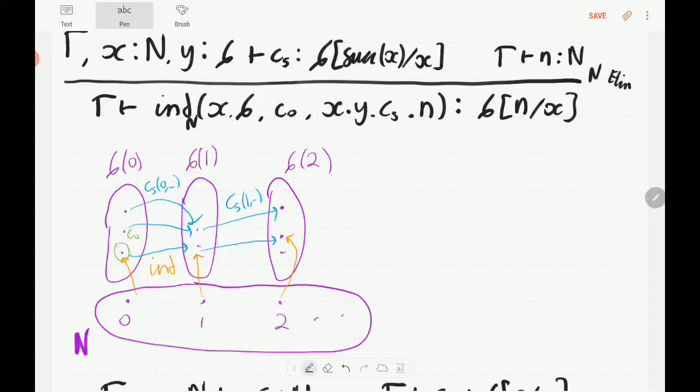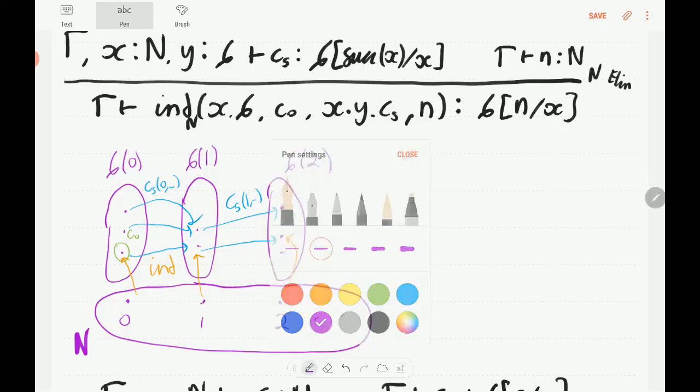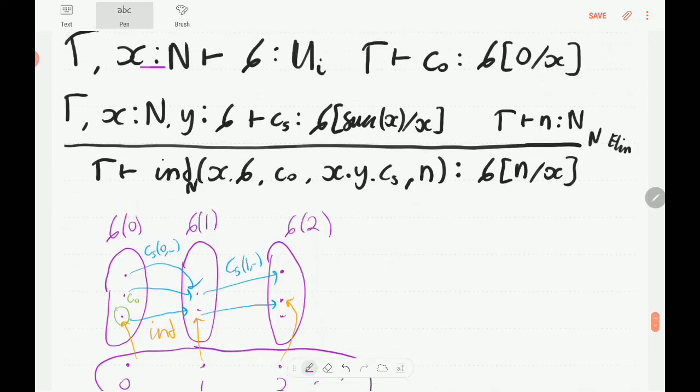Now, the fact that this function is called ind for induction does make sense, because this really is like induction. If we think about propositions as types, we can think of this type family zeta as associating every natural number with a proposition, which is true if and only if zeta of x is non-empty.